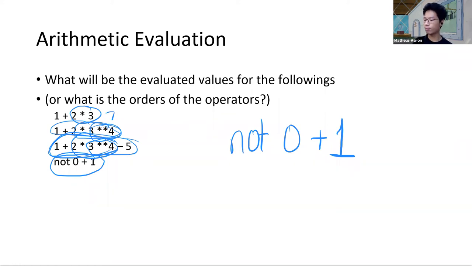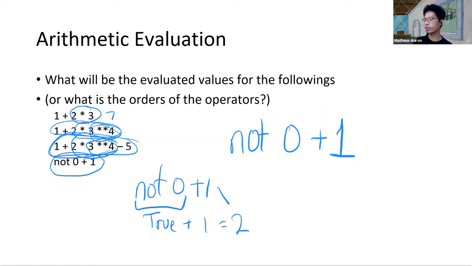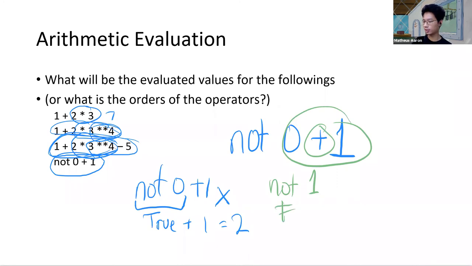most people, maybe some of you, will evaluate it from left to right, so we'll evaluate this first: not zero is true, plus one, equals 2, which is actually wrong, because the correct way is, since the plus sign has a higher precedence, you count this first, which means this will return 1. Not 1 means false. Okay, so you now know why order of precedence is important.